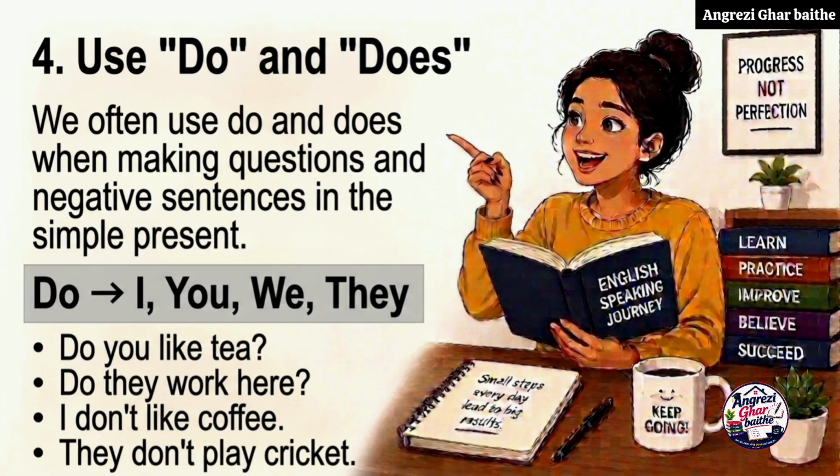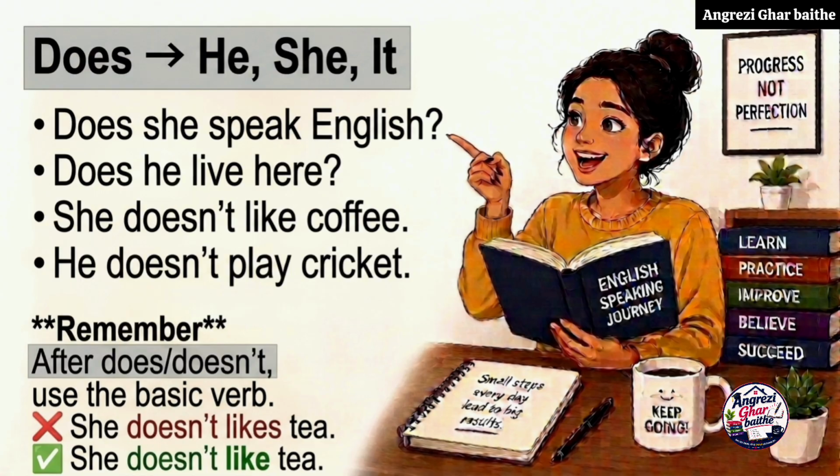4. Use do and does. We often use do and does when making questions and negative sentences in the simple present. Do: I, you, we, they. Do you like tea? Do they work here? I don't like coffee. They don't play cricket. Does: he, she, it. Does she speak English? Does he live here? She doesn't like coffee. He doesn't play cricket. Remember, after does and doesn't, use the basic verb. She doesn't like tea.